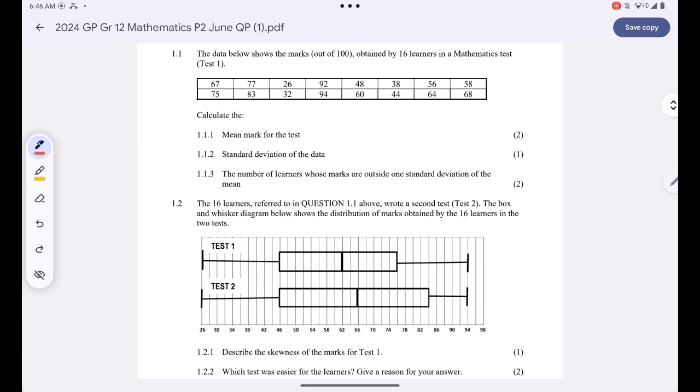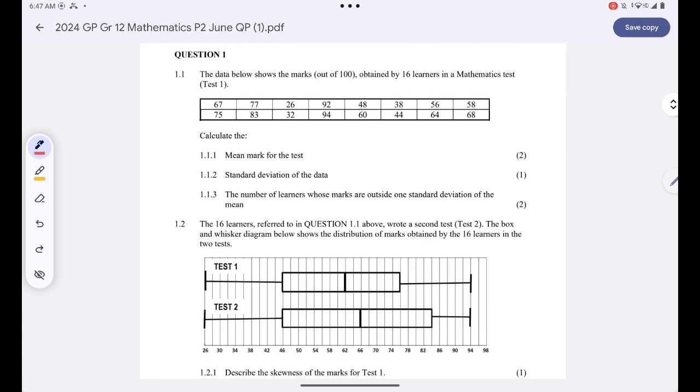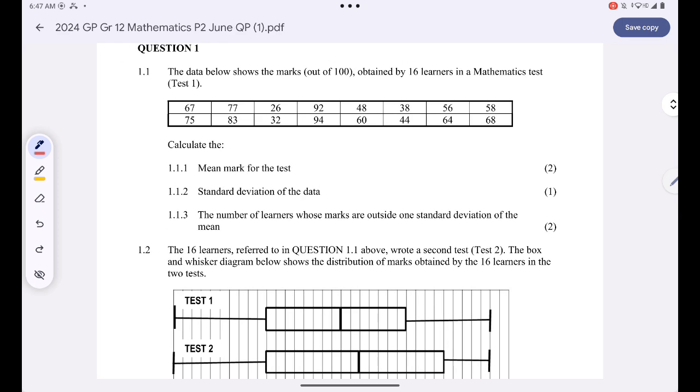I have 67, equal to, 77, equal to, 26, equal to, 92, equal to, 48, equal to, 38, equal to, 56, equal to, 58, equal to, 75, equal to, 83, equal to, 32, equal to, 94, equal to, 60, equal to, 44, equal to, 64, equal to, then 68, equal to. Now guys, I've inserted the marks.